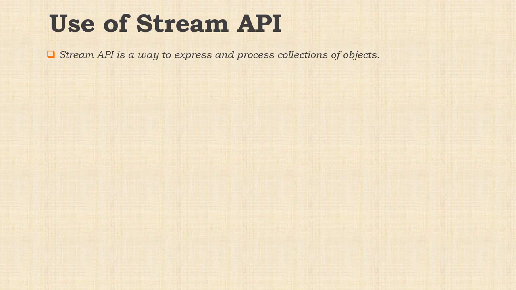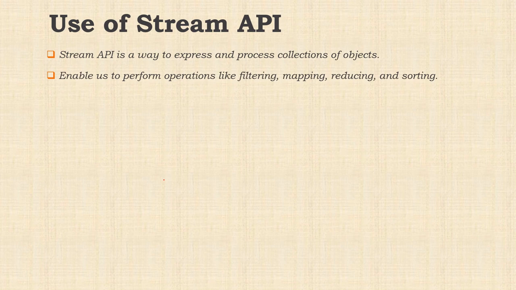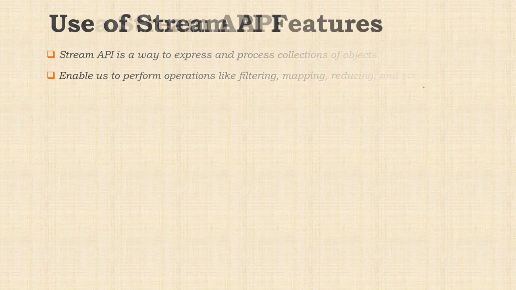Stream API is a way to express the processing of collections of objects, enabling us to perform operations like filtering, mapping, reduce, and sorting. So we have some methods in Stream API. For filtering, we have the filter method. For mapping, we have the map method. For reducing, we have the reduce method. For sorting, we have the sorted method. So with the help of all these methods, we can perform certain operations.